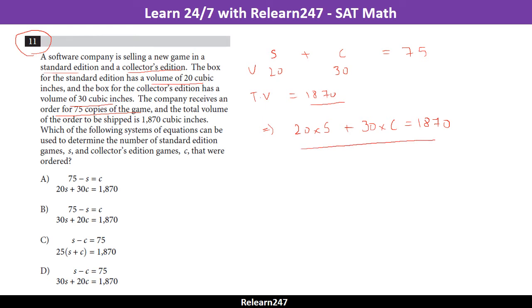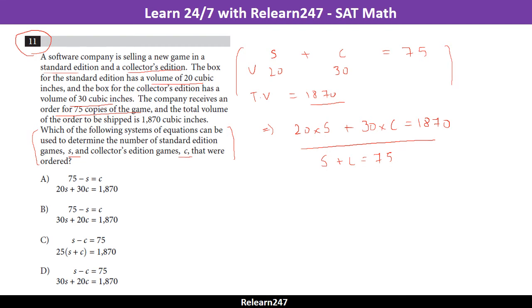Which of the following systems of equations can be used to determine the number of standard edition games S and collector edition games C? So friends, we have already solved the question even before reading the complete question, right? This is very helpful whenever there is a linear equation word problem: just collect the data and make equations. We now directly have our two equations, where S is the number of standard edition games and C is the number of collector edition games. We just have to choose the right answer.